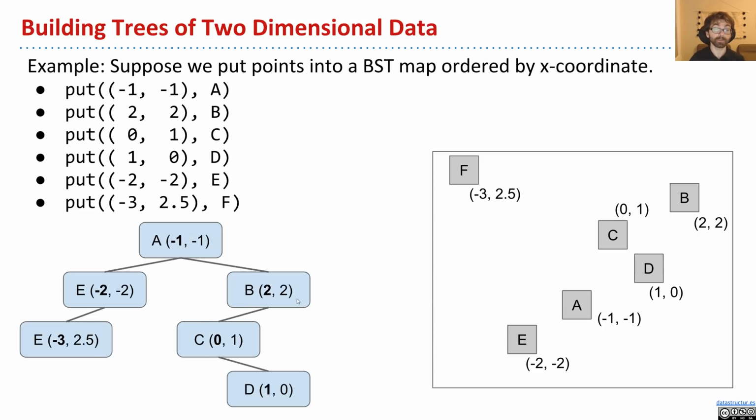1 is greater than -1, less than 2, greater than 0, and so D is 1. And this picture I'm showing on the right is just showcasing where the points are actually located in space. So if you take your points and you just insert them into a binary search tree, which orders based on x coordinate, this is what you end up with.